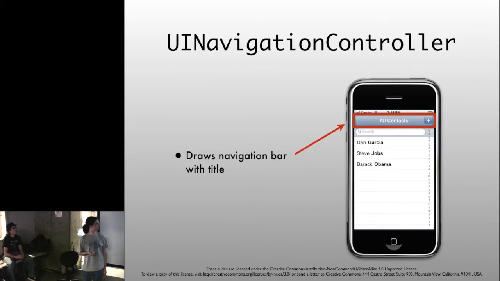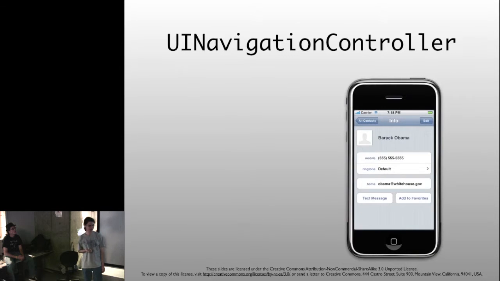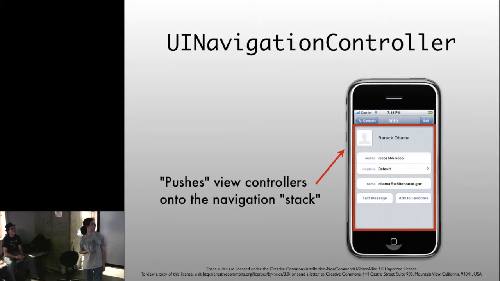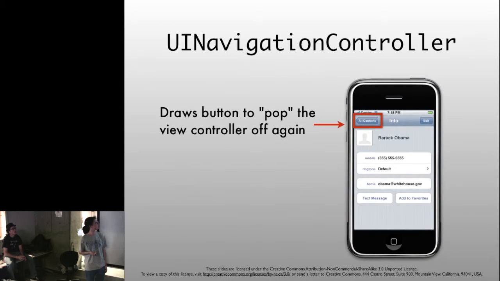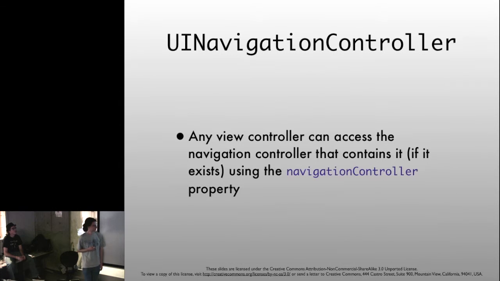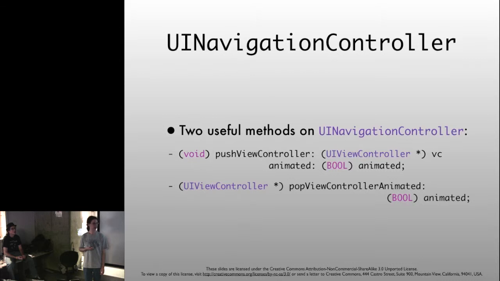So if you were to tap Barack Obama's contact entry, I'm presuming that's not his phone number, you'd push this, again, another small view and associated view controller onto the screen. It automatically generates the back button for you. You tap it. The navigation controller property associated with a view controller lets you, from wherever you are, go and access this containing view controller. And there are some useful methods on the UI navigation controller object that you can call.